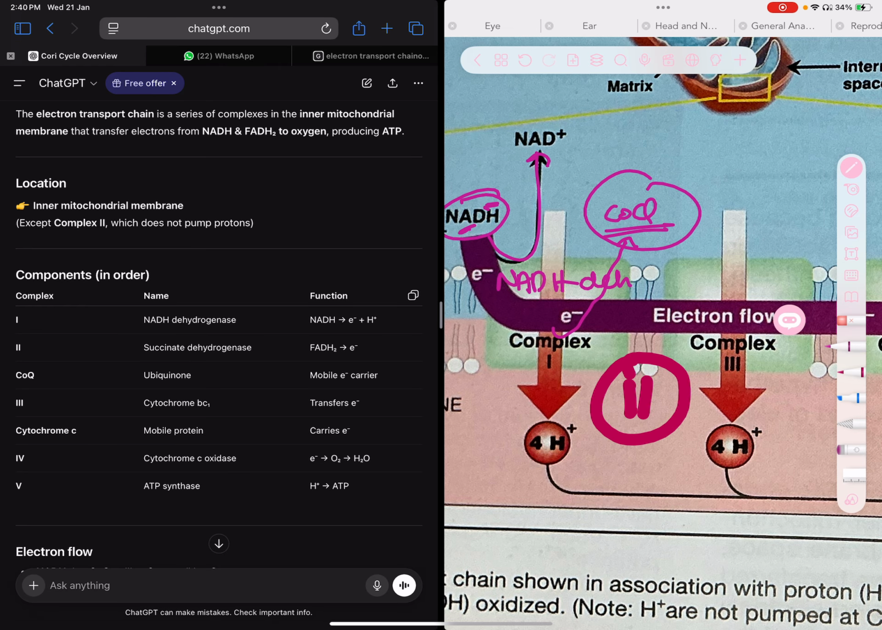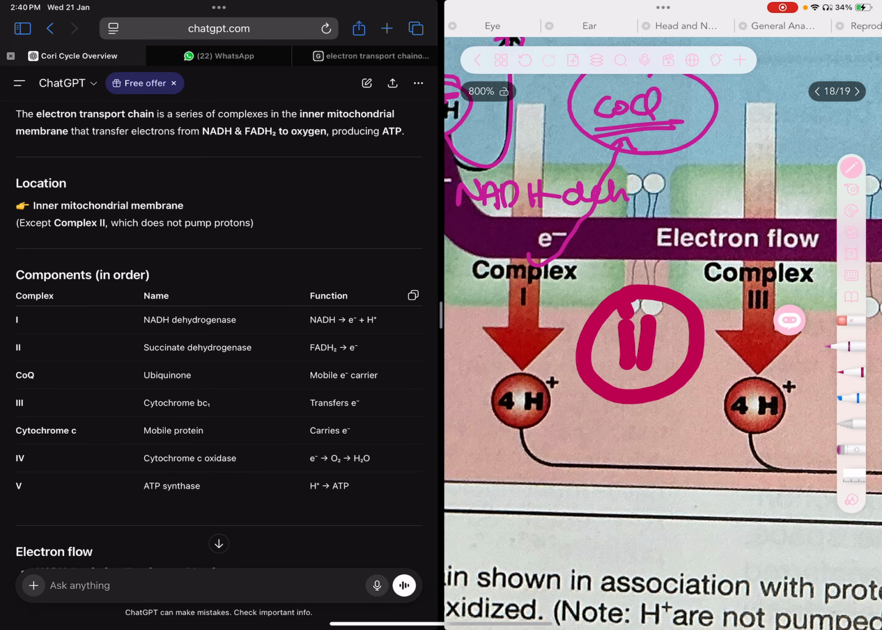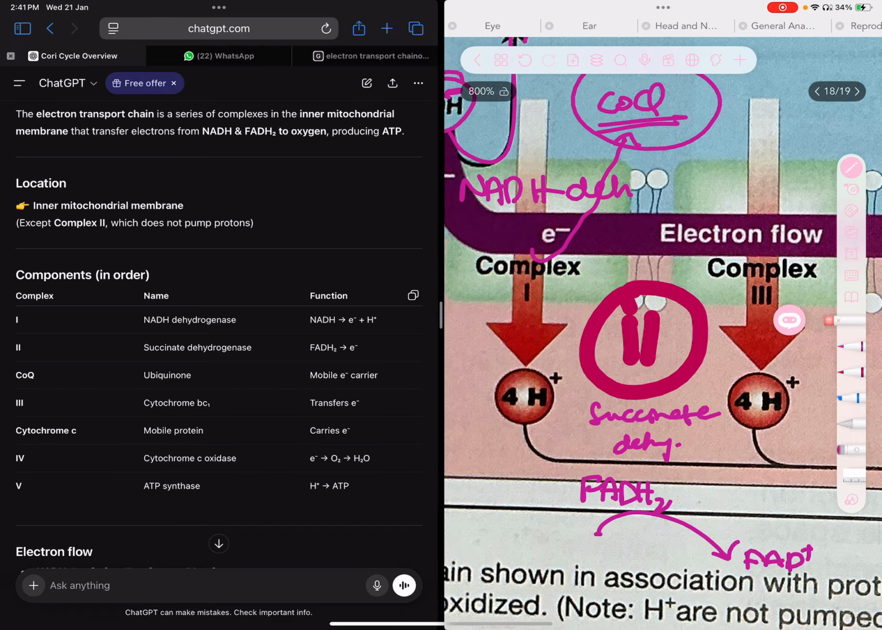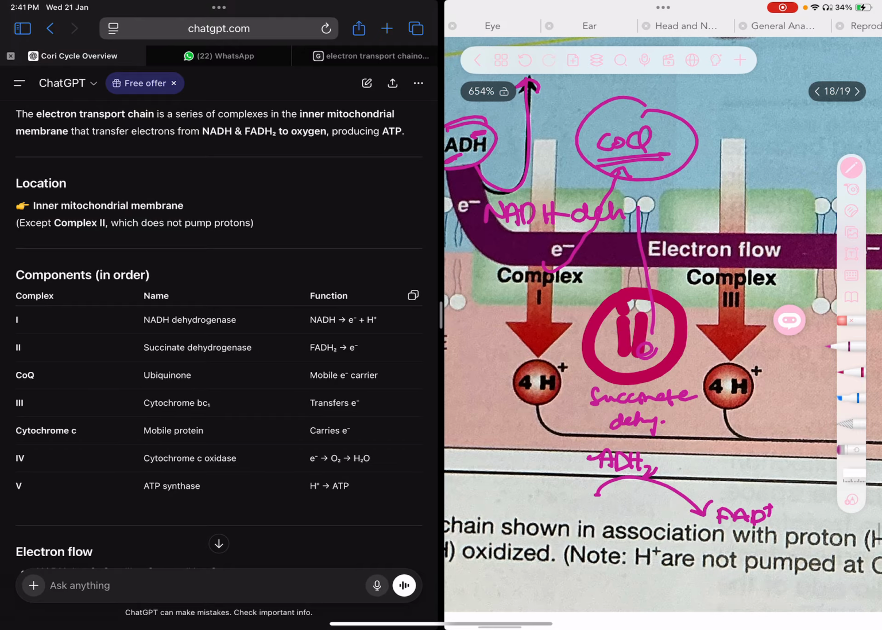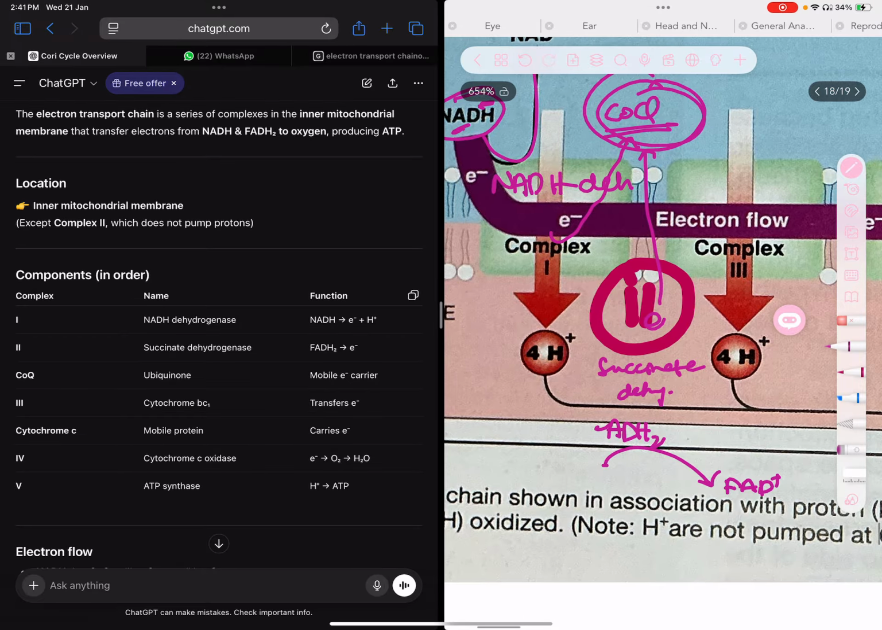And then complex 2 is given the name succinate dehydrogenase. So what's the name? Succinate dehydrogenase. Now this basically deals with FADH2. FADH2 comes here and it gets converted to FAD, which is oxidized. So basically the reduced FADH2 gets oxidized. Here also, obviously, electrons are donated because it's an electron donor. That electron is again taken up by coenzyme Q, which is the mobile electron carrier. So coenzyme Q is ubiquinone.